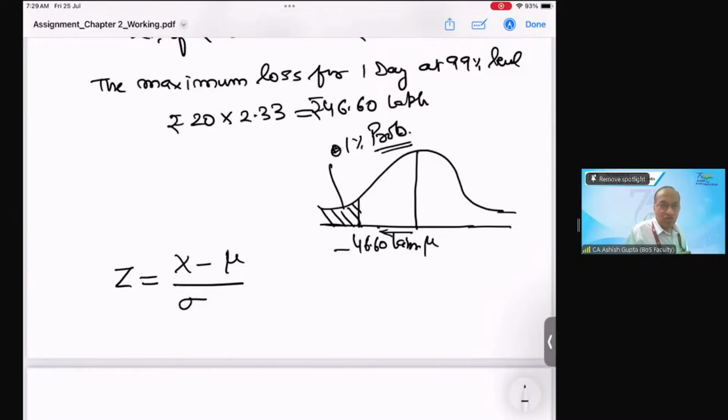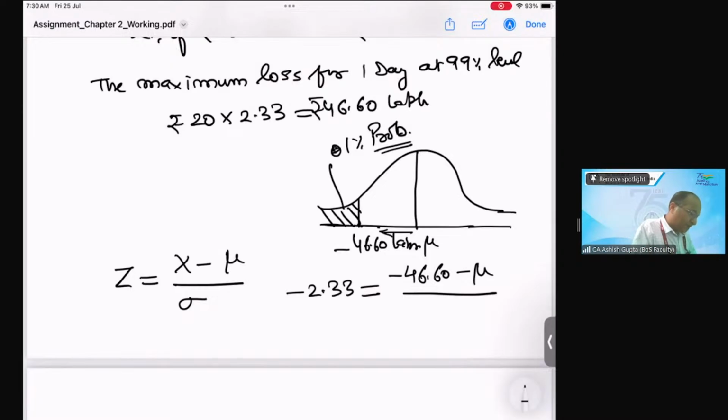Now, in some questions we may be required to compute this z value, or even the mean value. What is my mean return? My z score is, say, 2.33, x is my loss, say minus 46.60, and I don't know the mean. I want to compute the mean; from this I can compute it. Let me show you. This becomes my mean value.